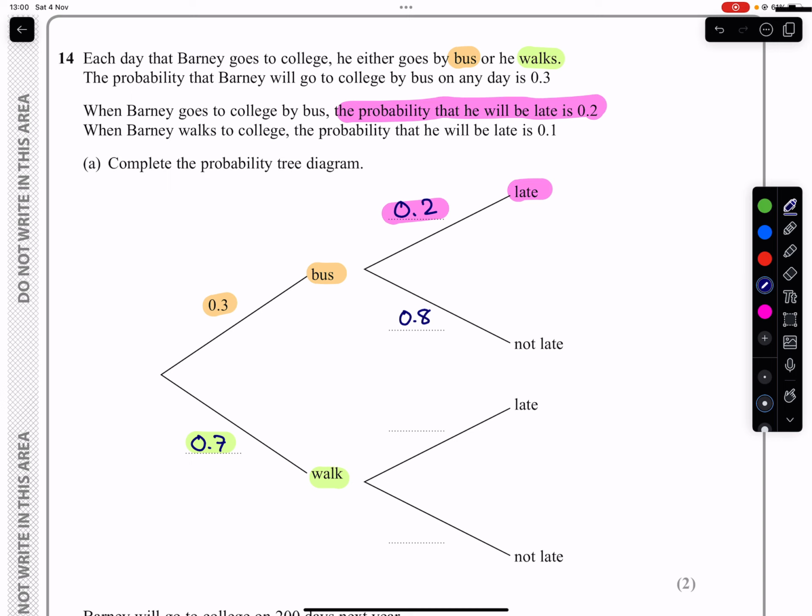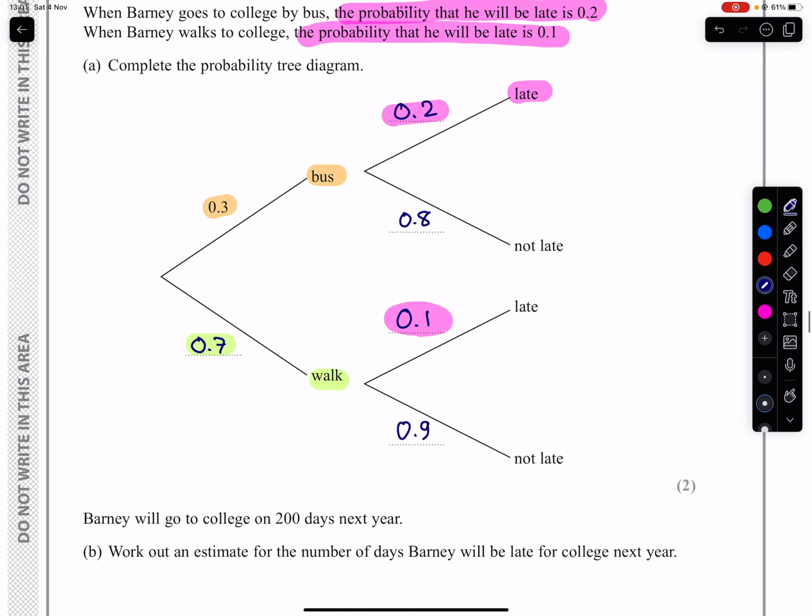If I look at the other route, if he happens to walk to college, the probability of him being late is 0.1, which means this value here is 0.1, and the complement of that, not being late, will then be 0.9. That is the completed probability tree diagram.